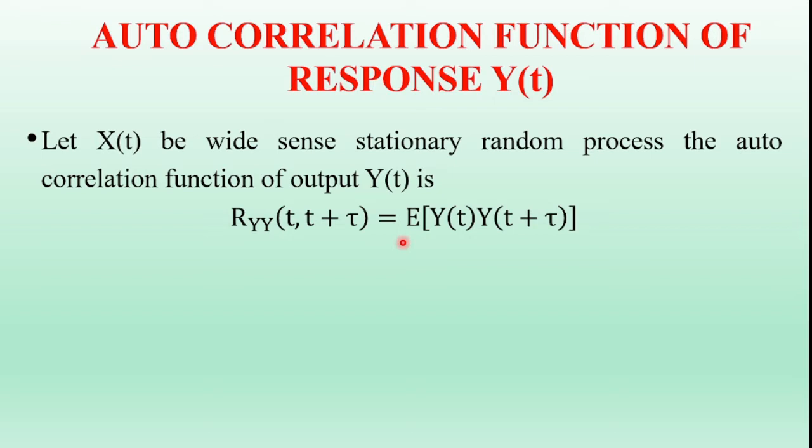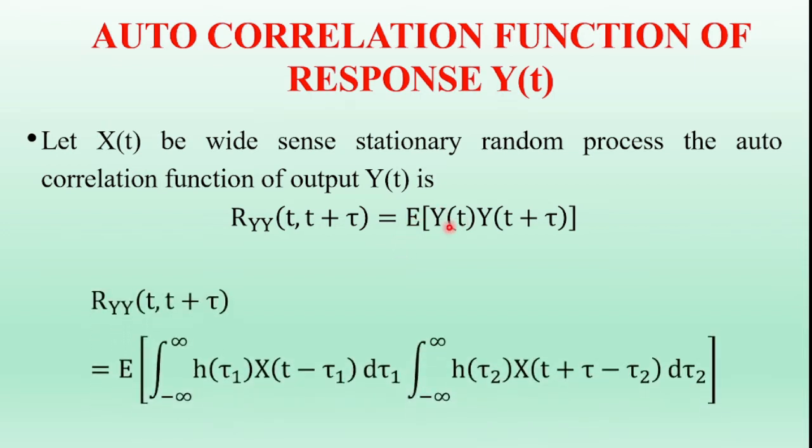So using that definition, y of t is the integral from minus infinity to infinity of h of tau 1 x of t minus tau 1 d tau 1, and the second integral, y of t plus tau, is the integral from minus infinity to infinity of h of tau 2 x of t plus tau minus tau 2 d tau 2. Using the convolution integral definition, we can write y of t and y of t plus tau. Now we apply the expectation, for a wide sense stationary random process.